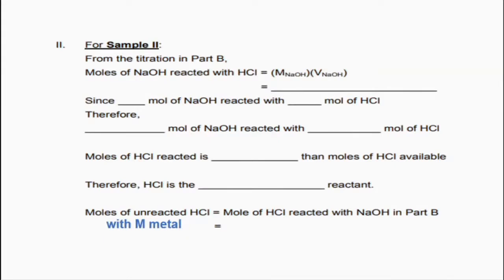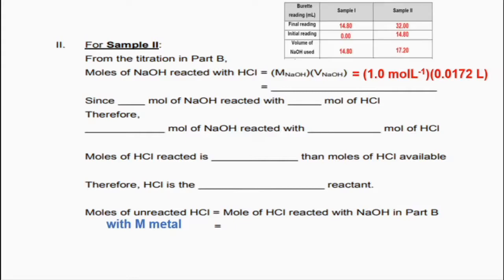And then we are going to do the same for sample 2. The calculations are all the same as for sample 1. First, we determine the moles of sodium hydroxide reacted with HCl. So 1 molar times 0.0172 liters, which is the volume of sodium hydroxide used for sample 2, and from here we get 0.0172 moles.